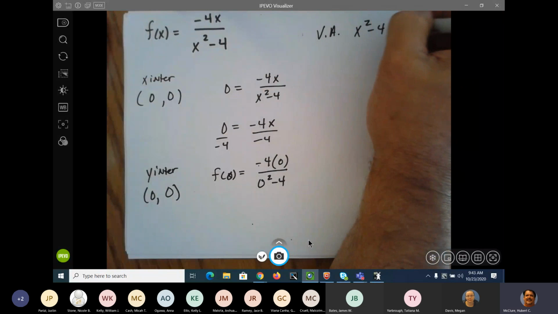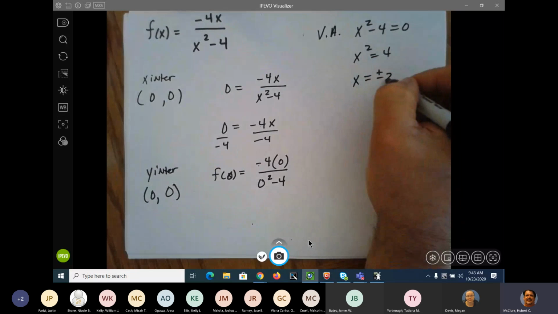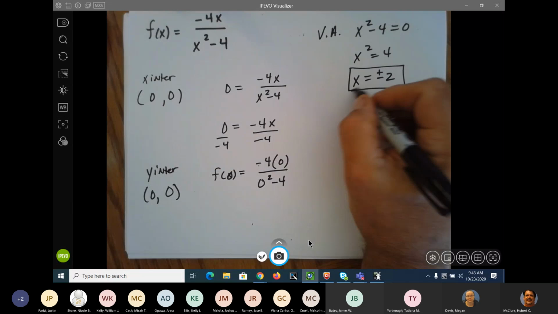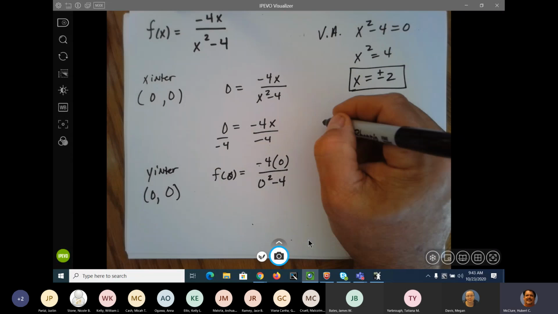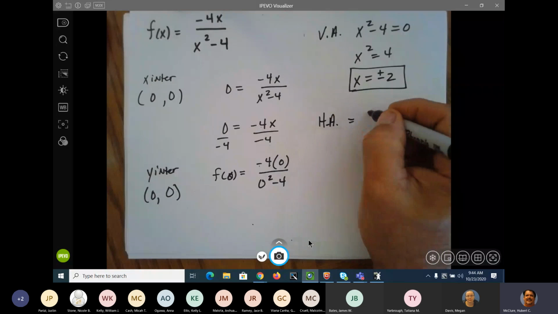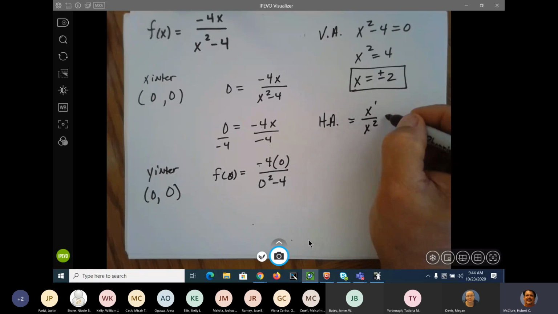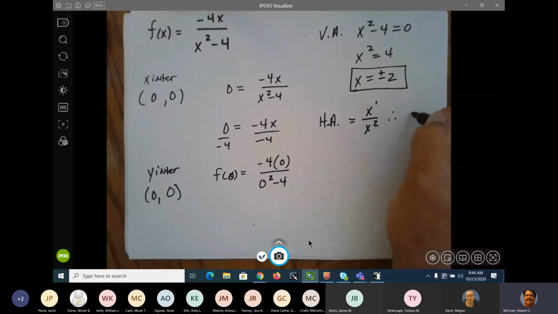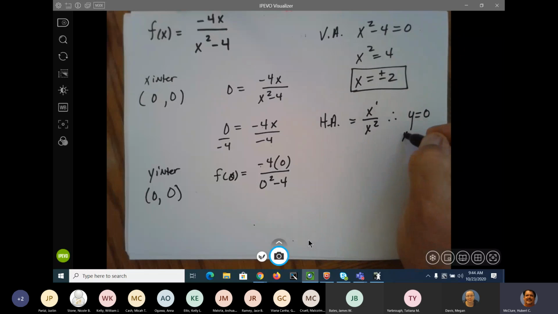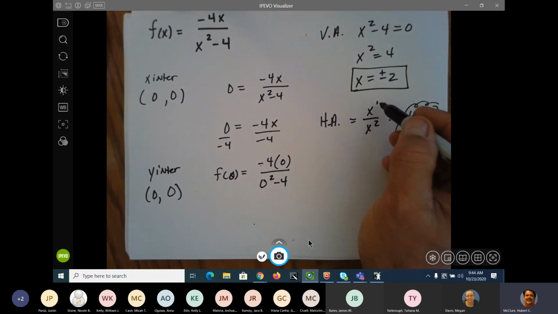X squared minus 4 is equal to 0. X squared is equal to 4. X is equal to positive or negative 2. Horizontal asymptote. The degree of the top is less than the degree of the bottom. Therefore, y is equal to 0, or the x-axis, is the horizontal asymptote, since the degree of the numerator is less than the degree of the denominator.